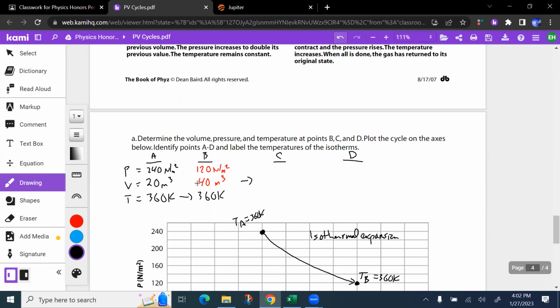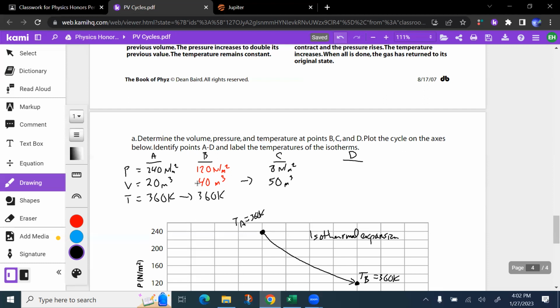Okay, so 2.5 times the original volume of 20 would be 50 cubic meters, and 1/30th of the original pressure. Well, if you take 240 divided by 30, you're going to get 8 newtons per square meter. Okay, now what happened here?